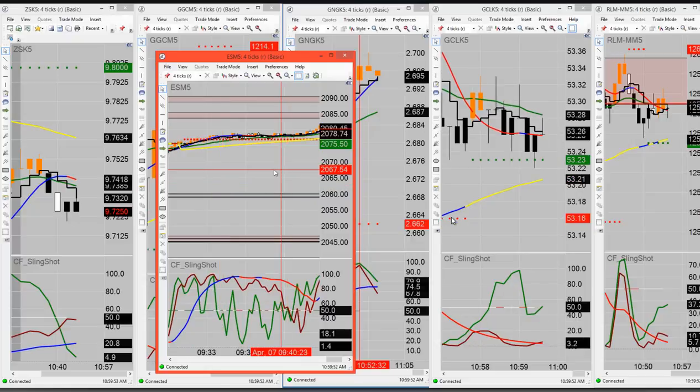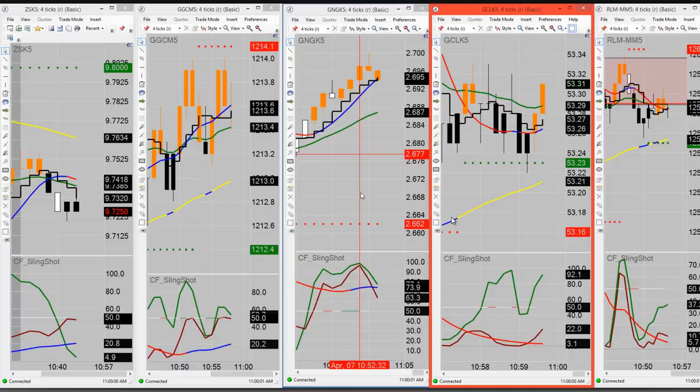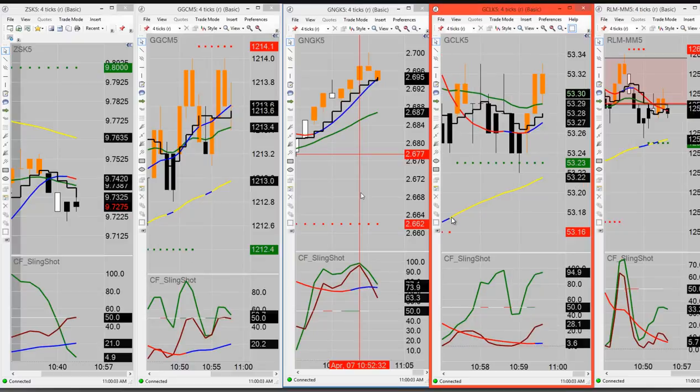Okay. I'm just going to minimize this for right now. It's not helping. The ES is too volatile? No, it's not volatile enough.